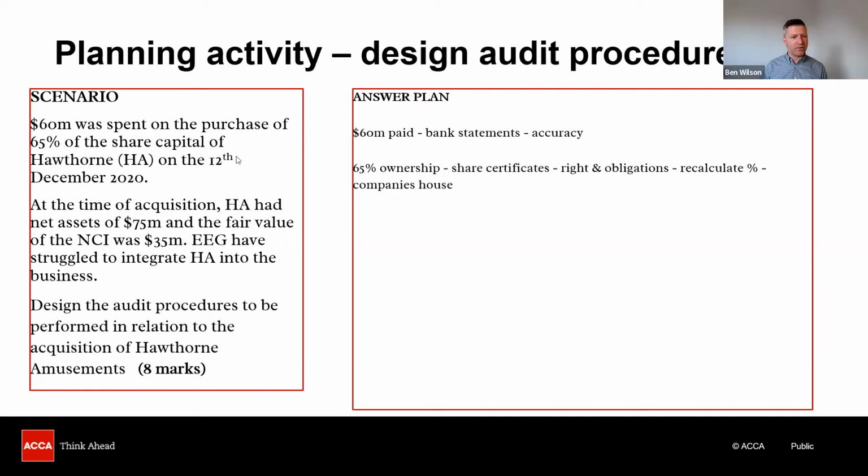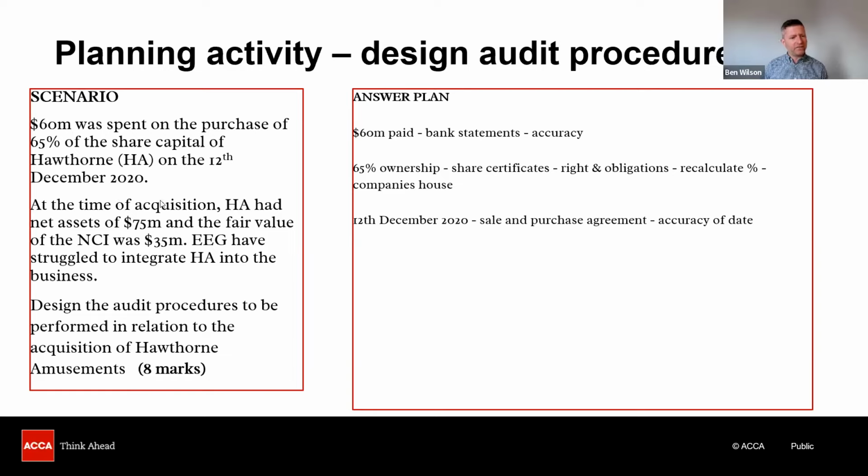The next fact that we're told is the 12th of December. So I want to confirm that it was the 12th of December that I actually bought these shares. That will come from the sale and purchase agreement, the legal documentation around the sale. If you don't know that term, whenever a company is bought by someone else, you have this legal document called the sale and purchase agreement. But if you just put legal documentation, that would be fine. And I want to check that the date is accurate.